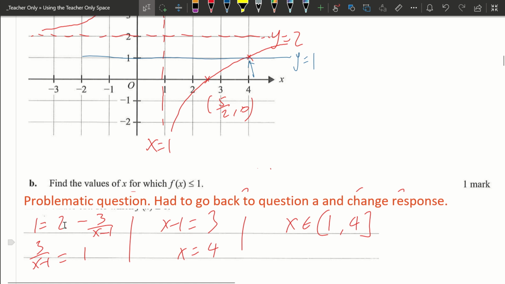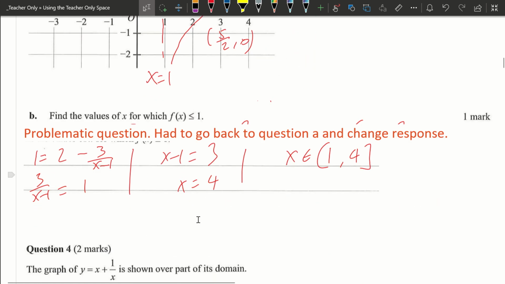So I made 1 equal to the function. So 2 - 3/(x - 1) is the function f, which I want to equal to 1. And x equals 4. So that's how I know the x value here: with x = 4, y = 1.